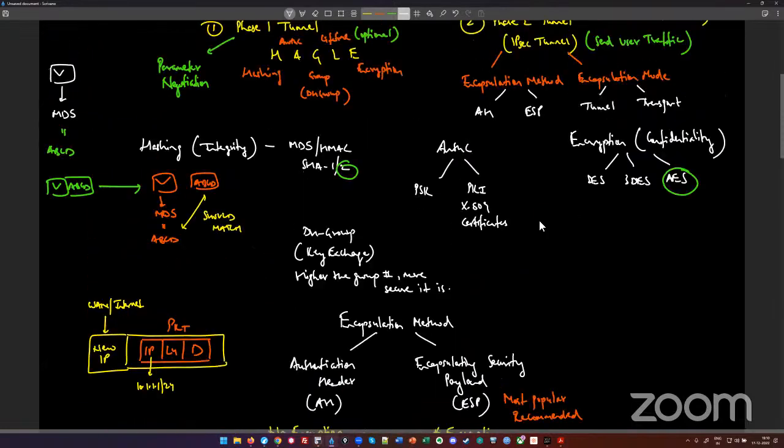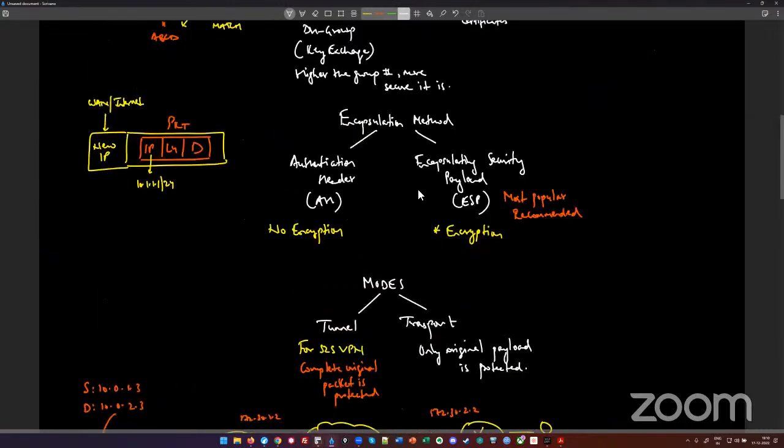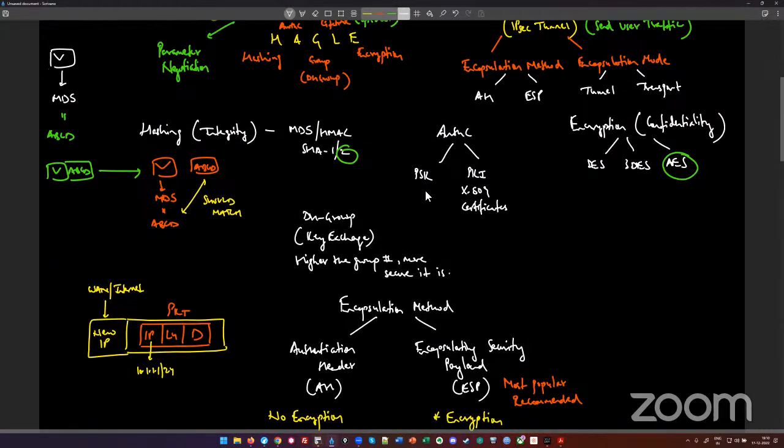So that's the essence of IPsec VPNs. That's where you do phase 1 and phase 2. Phase 1 is just to negotiate the parameters. The phase 2 tunnel is where you send the user traffic, and that's why you have these encapsulation methods and encapsulation mode in here. So the actual user traffic belongs to the phase 2 tunnel.